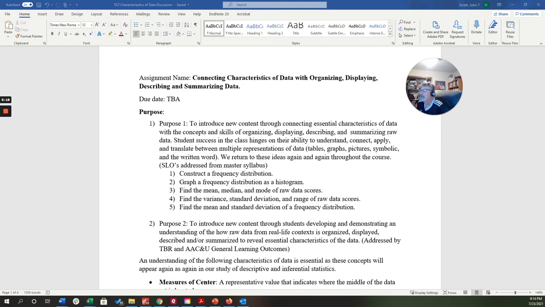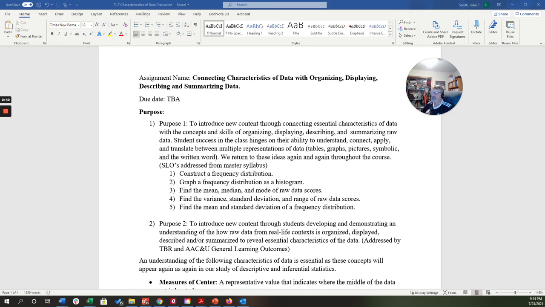So my assignment name is Connecting Characteristics of Data with Organizing, Displaying, Describing, and Summarizing Data. Due date I've got to be arranged. And so the purpose is, and I've used the TILT format here, to introduce new content through connecting essential characteristics of data with the concepts and skills of organizing, displaying, describing, and summarizing raw data.